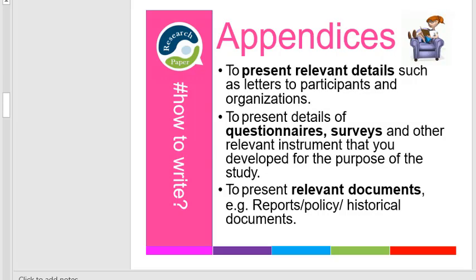The next part of the research paper is appendices. To present relevant details such as letters to participants and organizations should be part of this component of the research paper. To present details of questionnaires and surveys. To present relevant documents such as reports, policies, and historical documents that have been used during the research should be part of the appendices of the research paper.